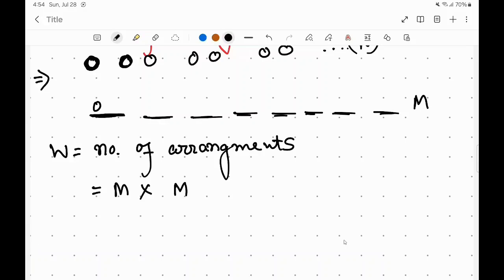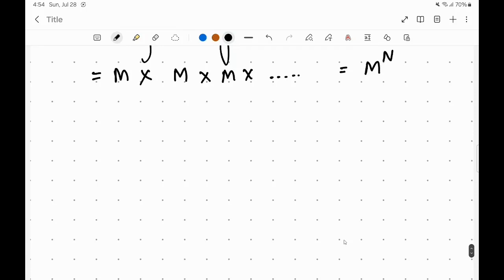But here it is a clearly distinguishable particle. So for each particle, m probabilities will be there. Essentially there are n number of particles, so that will be m to the power n. This is the total number of probable arrangements. Now you are saying, let me discuss that part as well, as you mentioned.